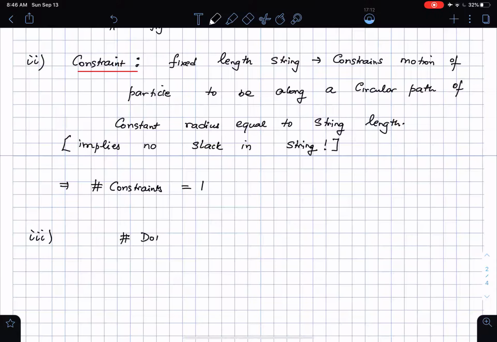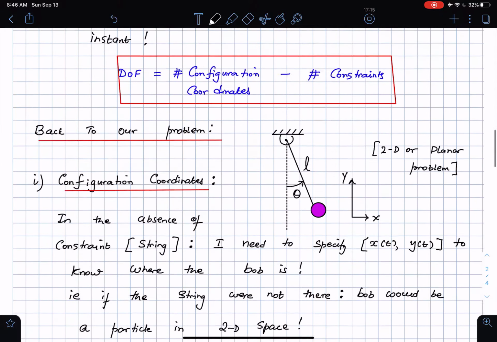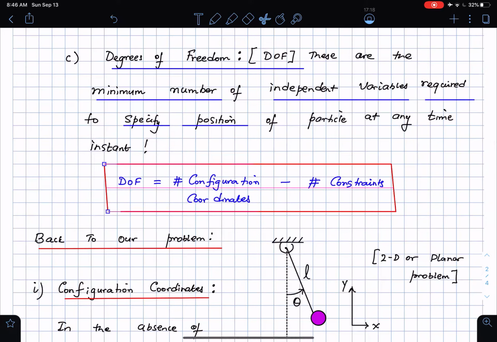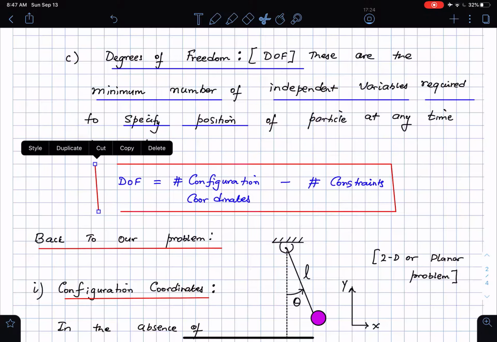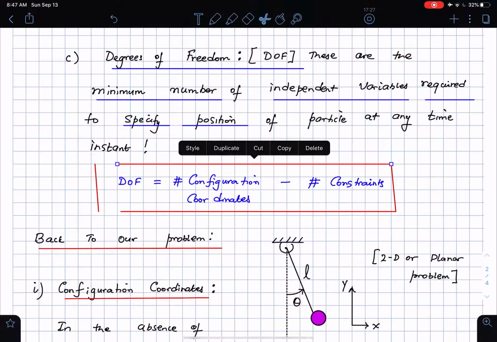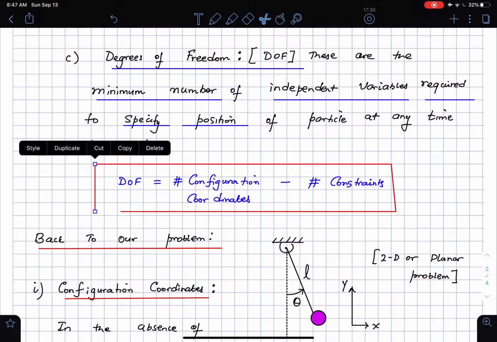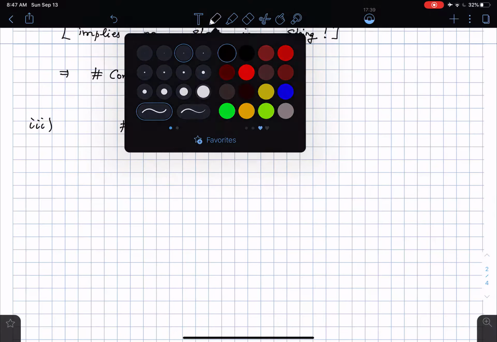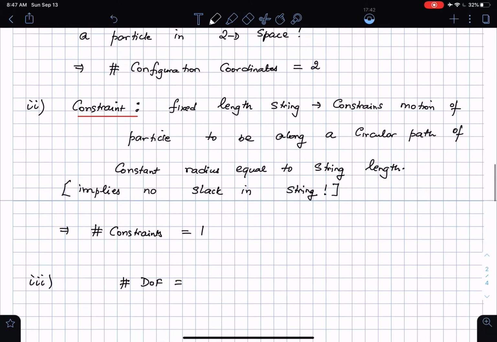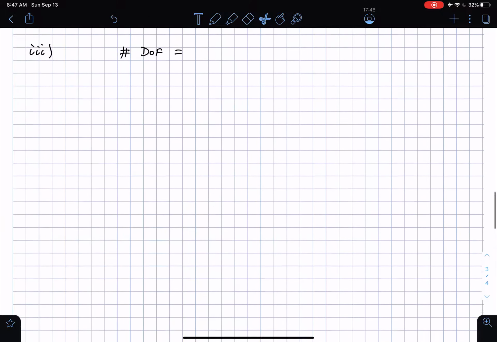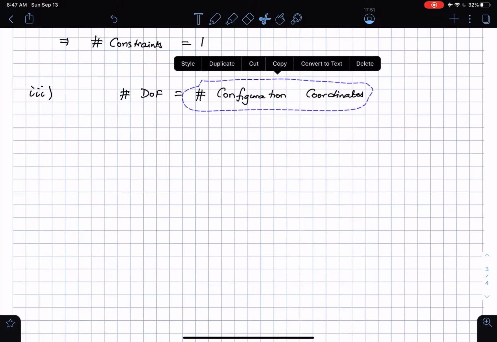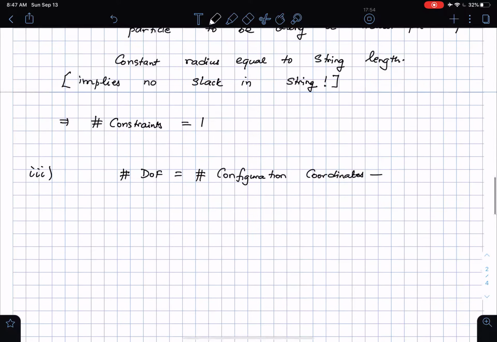Which means that for me, the number of degrees of freedom, and I wanted to make a note of it, this has to be the number of degrees of freedom here. Okay, so the number of degrees of freedom is equal to the number of configuration coordinates minus the number of constraints.